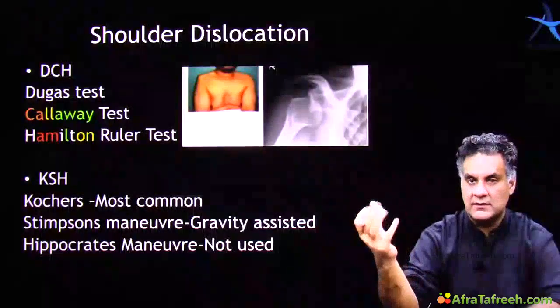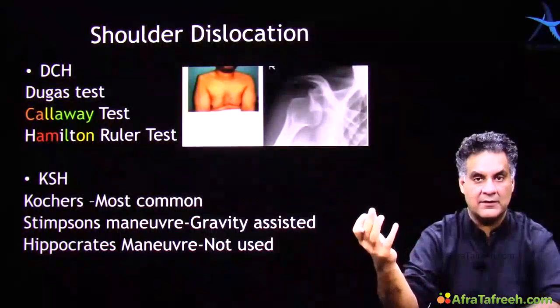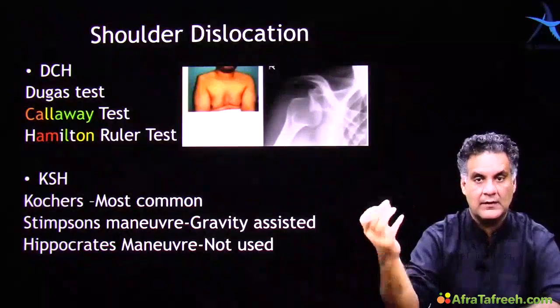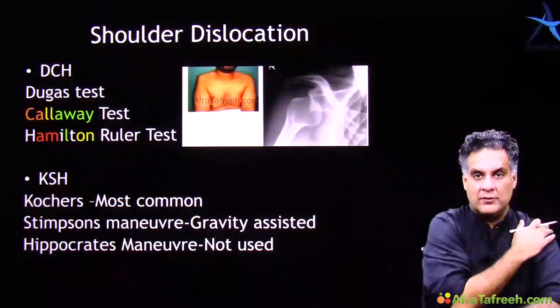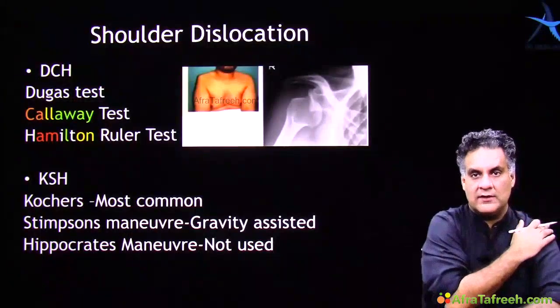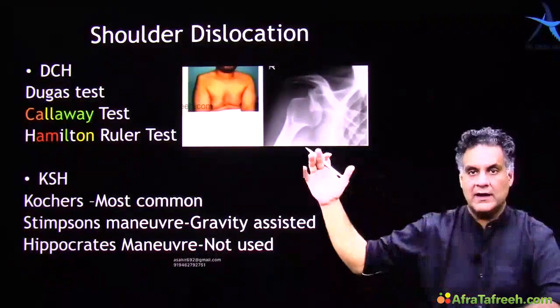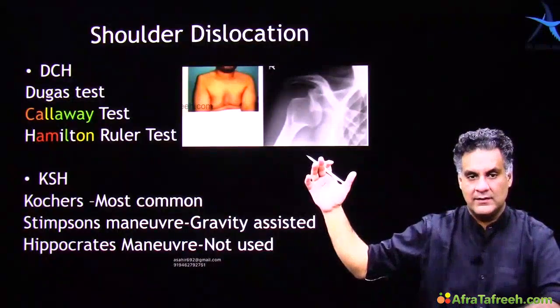Shoulder dislocation is the commonest anteriorly. 95% of dislocations are anterior. The Dugas test is inability to touch the tip of the opposite shoulder. So this is normal. When you can't touch it, this is Dugas test.